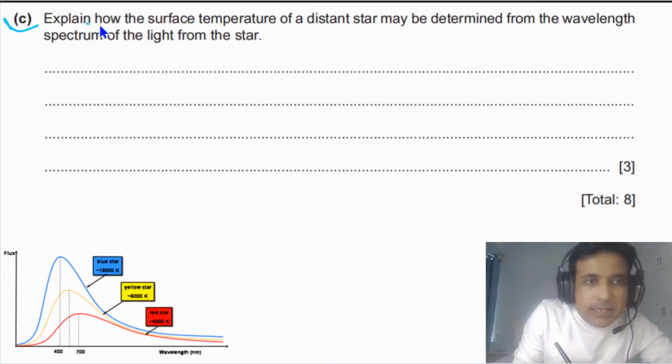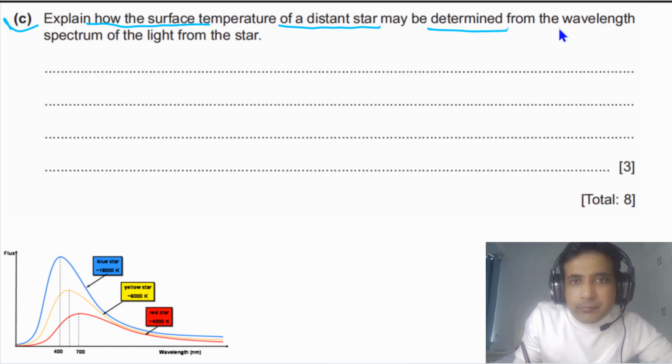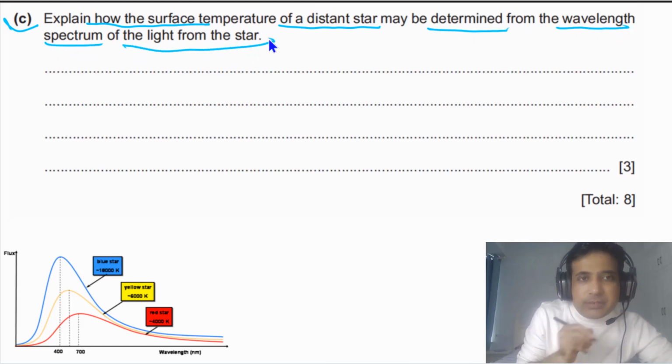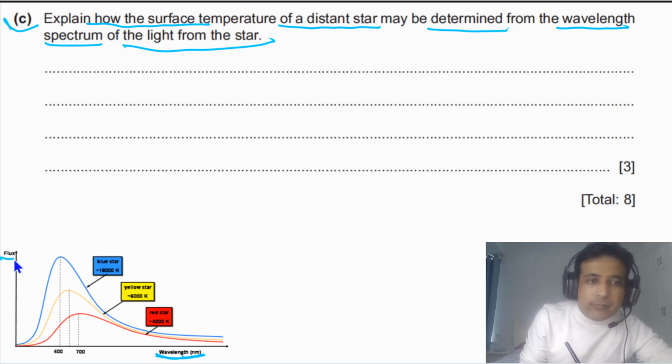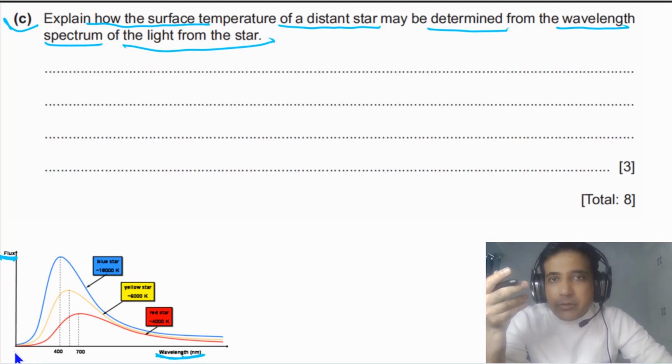Part C says, explain how the surface temperature of a distant star may be determined from the wavelength spectrum of the light from the star. So wavelength spectrum simply means that you can see here, this one is the wavelength spectrum. We have wavelength on x-axis and we have the flux, means the intensity, on y-axis. So if this is the spectrum of a star we have, how can we determine the surface temperature of that star?